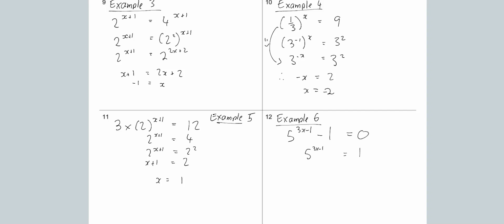We add 1 to both sides, and the trick I wanted to show you here is to remind you that 1 is anything to the power of 0. So we can easily write that as 5 to the power of 3x minus 1 equals 5 to the power of 0. Therefore, 3x minus 1 is equal to 0, and x is equal to 1/3. 0.3 recurring. Okay, that's it.